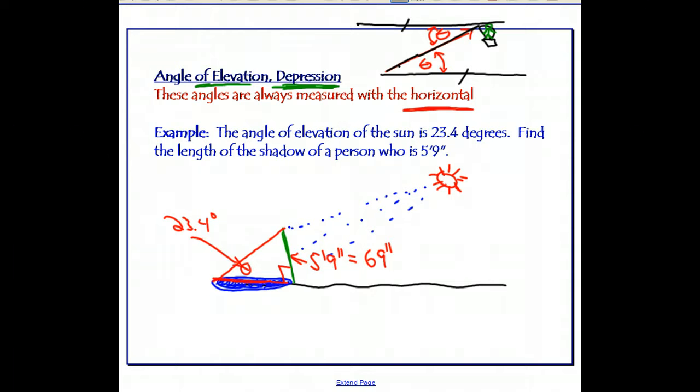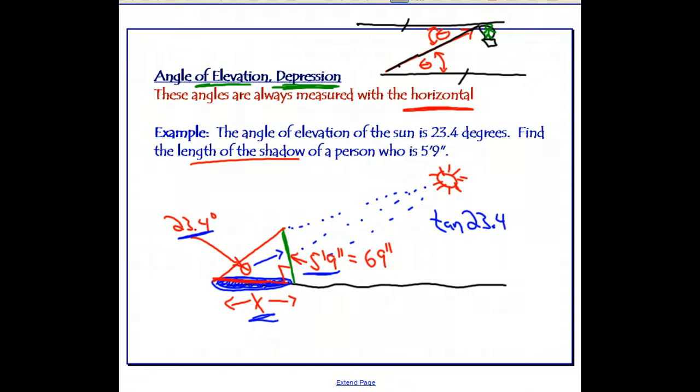Good news is they only want one thing. And what do they want? The length of the shadow. That's this part right here. So what am I given? I'm given 5 feet 9 inches. I'm given this angle. So I'm given the side opposite the angle. I want the side adjacent to the angle. Which trig function has opposite and adjacent in it? You're right, tangent. So I'll go tangent of 23.4.